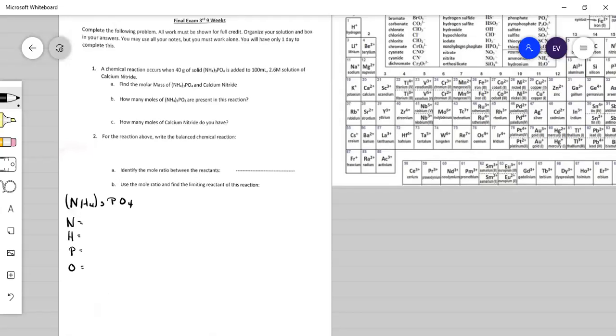So nitrogen, this 3 affects both. So there's 3 nitrogens. 3 times 4, there's 12 hydrogens. There is 1 phosphorus, and there's 4 oxygens. Then I'm going to multiply those numbers by their atomic masses on the periodic table.